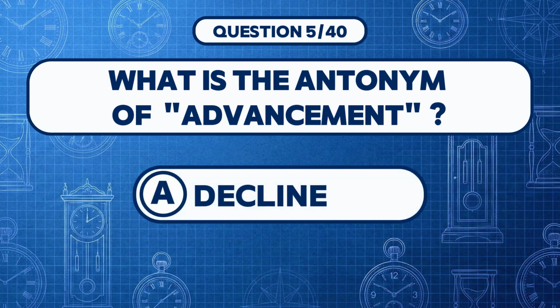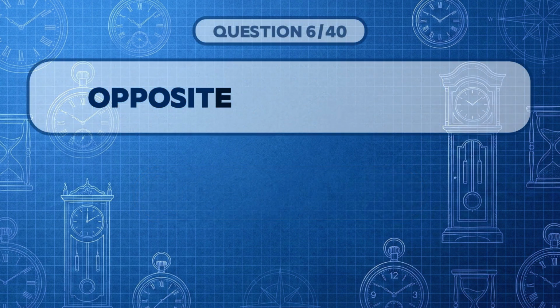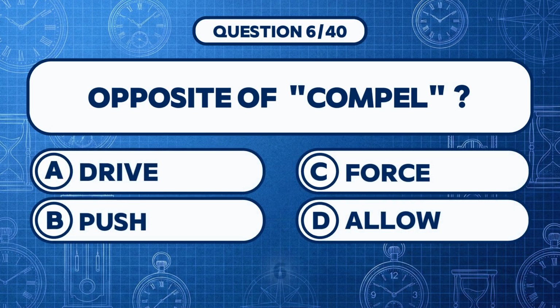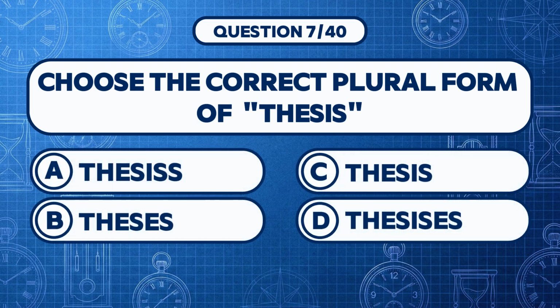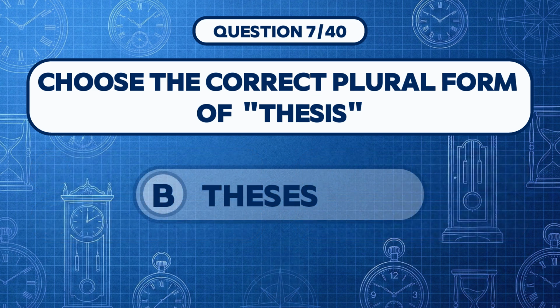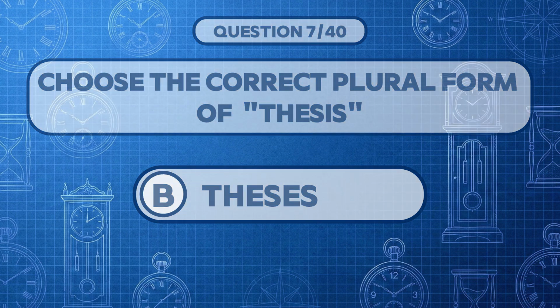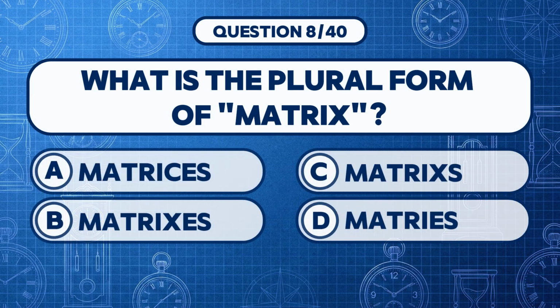Answer A. Decline. Opposite of compel. Answer D. Allow. Choose the correct plural form of thesis. Answer B. Theses. What is the plural form of matrix?